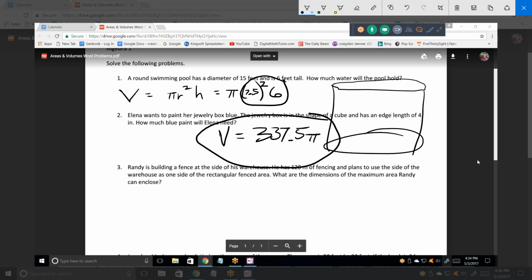In other words, you don't want to round it off. You don't want to use a decimal for pi unless she said round it off to 2 decimal places or something. But almost always when pi is part of an answer, you leave it as pi. You don't convert it. This is an exact answer. 337.5 times pi. Yeah. Okay.